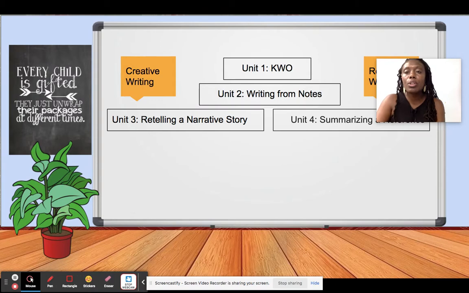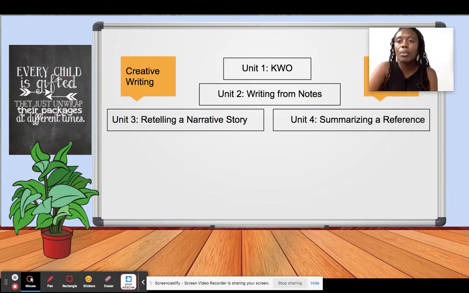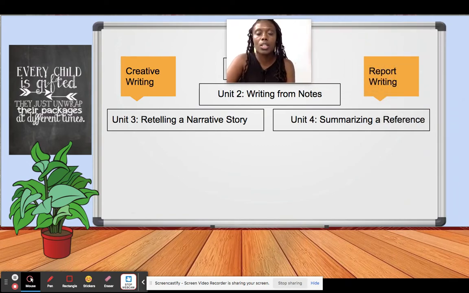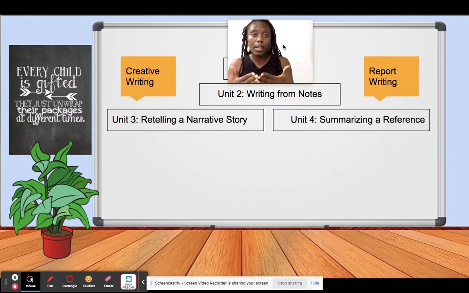Now, when we move on to Unit 4, we are moving over to the report writing road. And so your student will learn how to summarize a reference. I'm going to move myself up here just so you can see that. So when they're summarizing a reference, generally when we are starting to write a report and we are gathering information and resources, we generally find sources that have too much information. So your student will learn how to write a keyword outline when they have too much information in one reference.